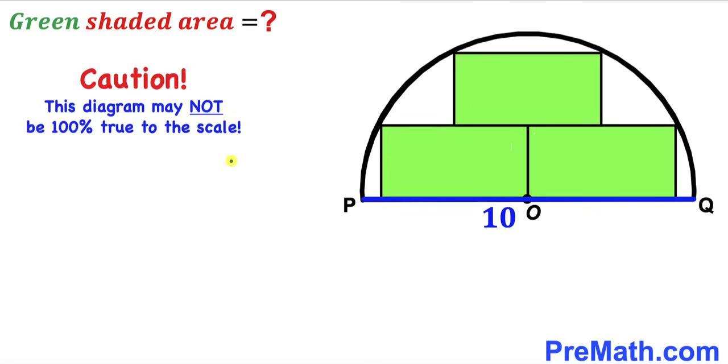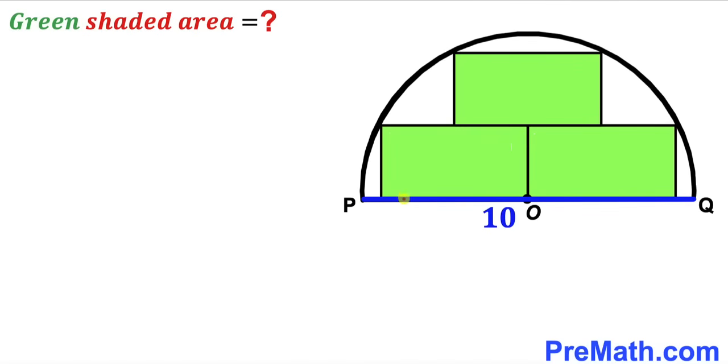Please keep in mind that this figure may not be 100% true to scale. Let's get started. Here's our very first step. We know the diameter of this semicircle is 10 units, so the radius has to be half of 10, that is 5. If I label the radius lowercase r, it is equal to 5 units.